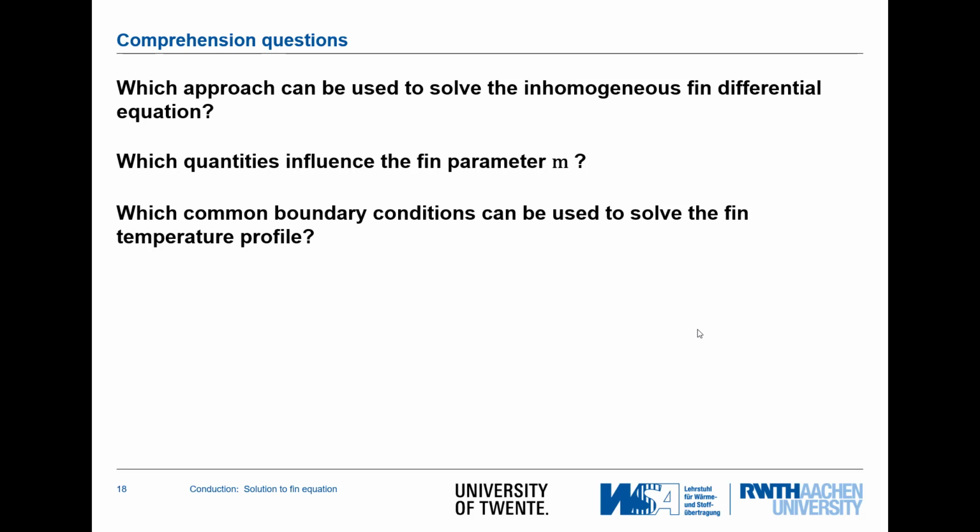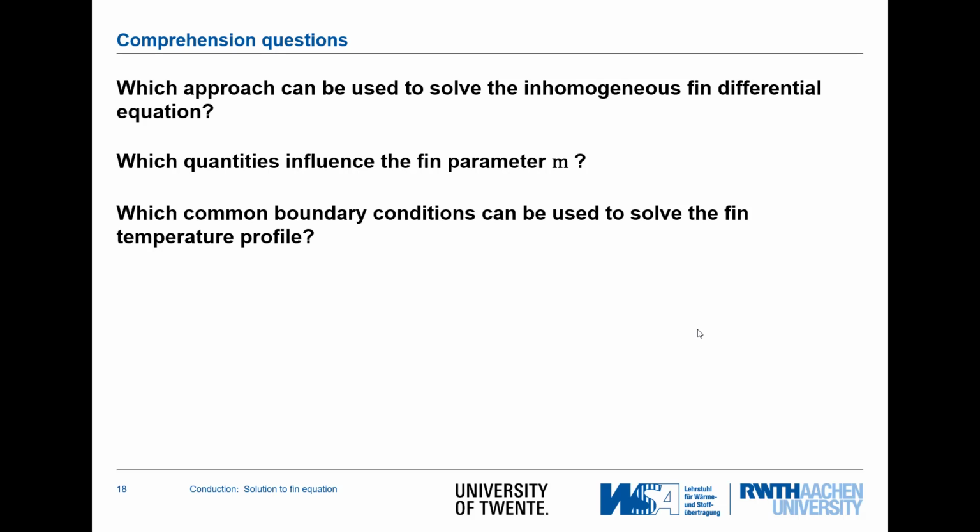Next, which quantities influence the fin parameter m? This fin parameter is influenced by the outer heat transfer coefficient, which describes how much heat is transferred from the fin towards the environment, and the two geometric parameters, one being the circumferential area or the perimeter, and the other the cross-sectional area of the fin. And last but not least, the fin material also makes a difference, so the thermal conductivity of the fin is an influencing parameter.